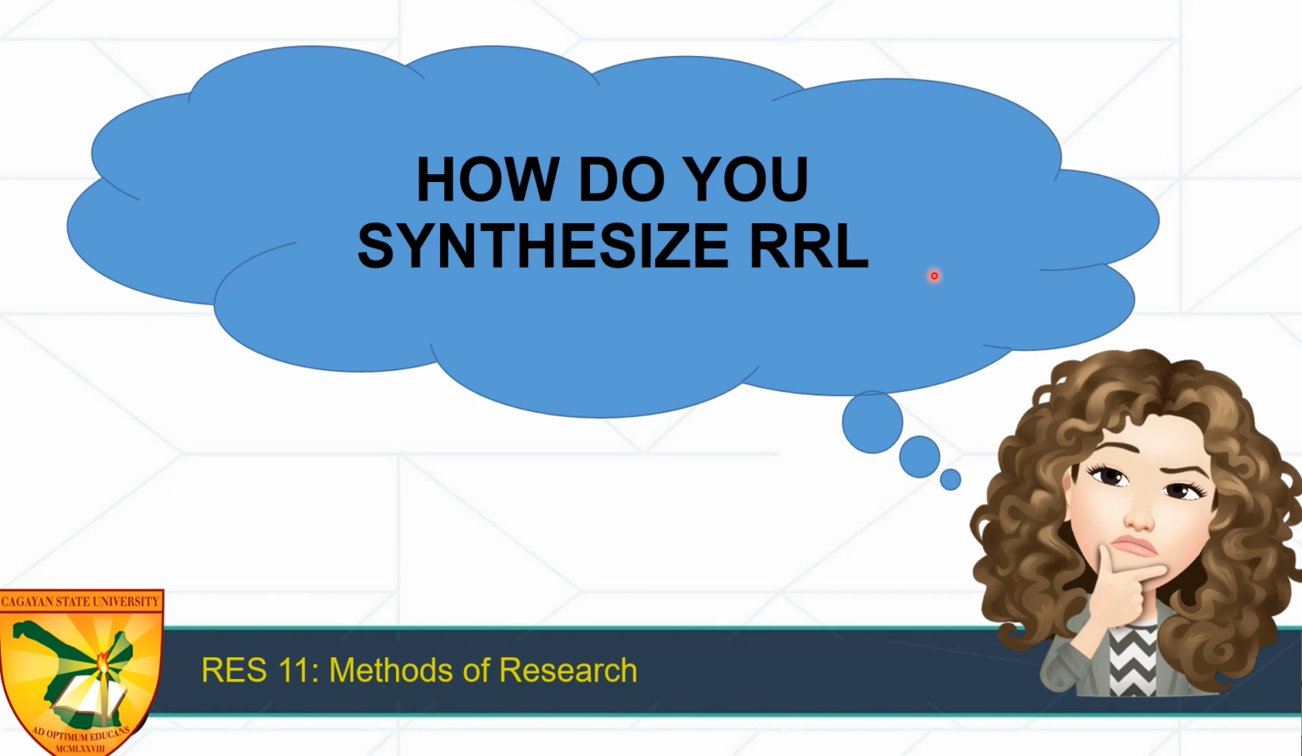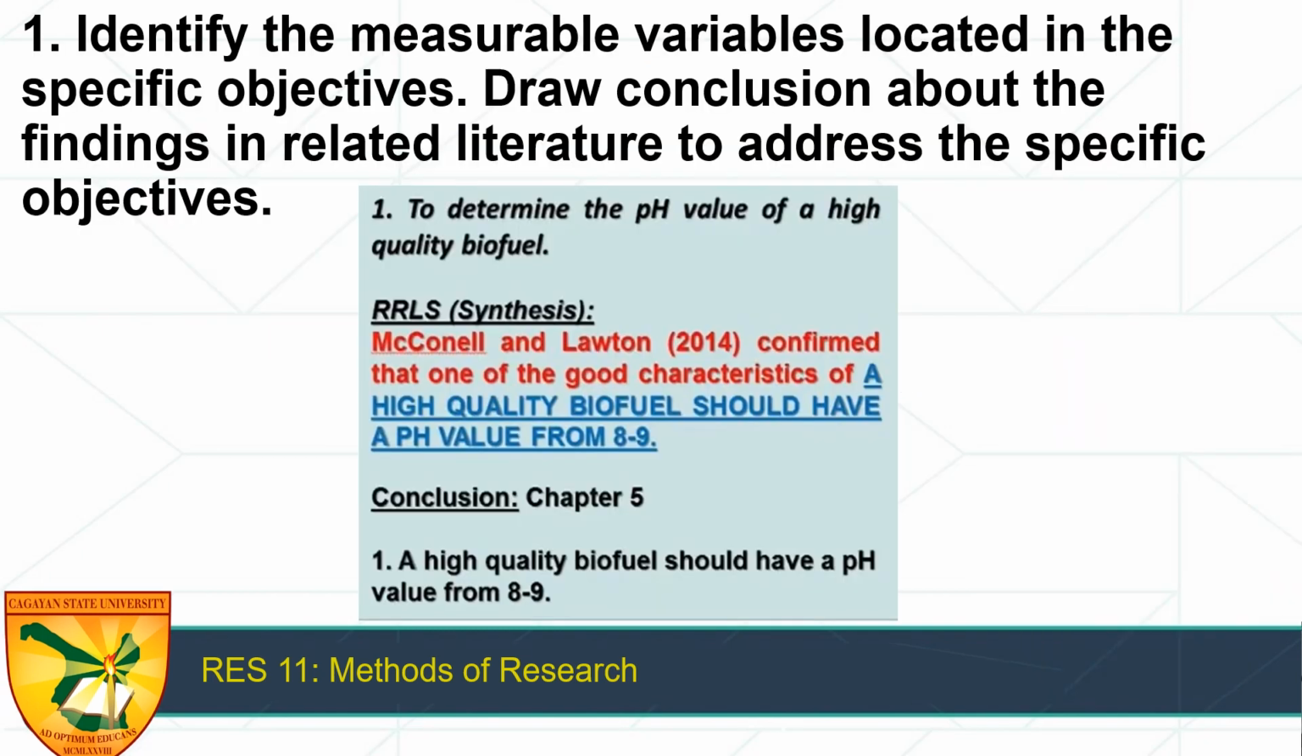Now, how do you synthesize RRL? Actually, we've already touched a bit on how we synthesize these RRLs. First is you identify the variables, again, located in your specific objectives, and draw conclusions about the findings in related literature to address the specific objectives.